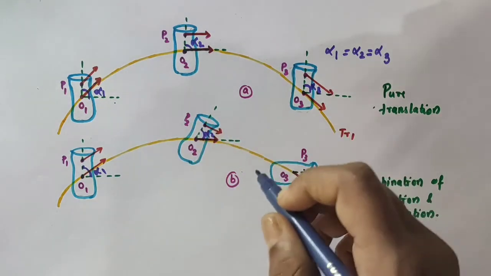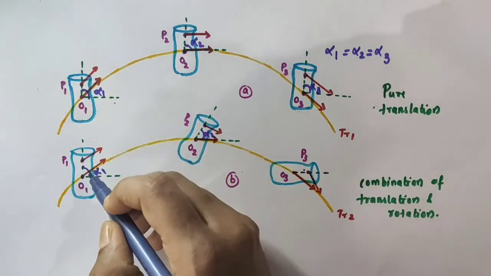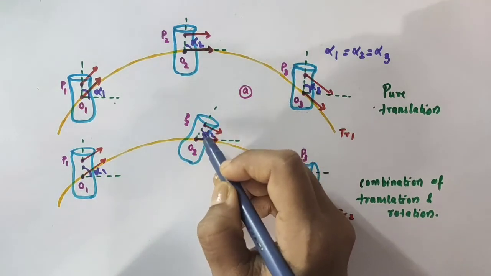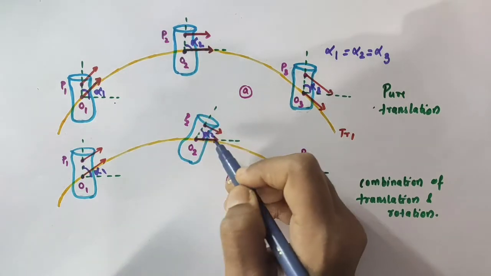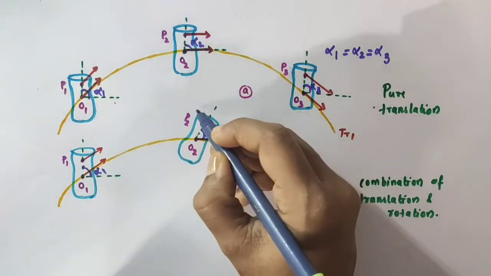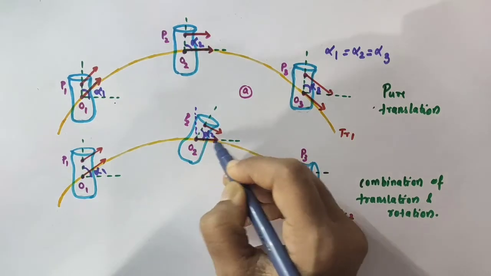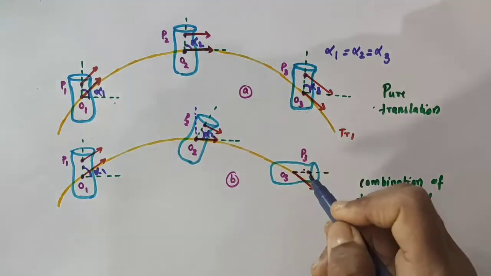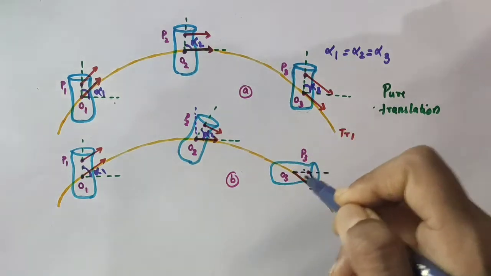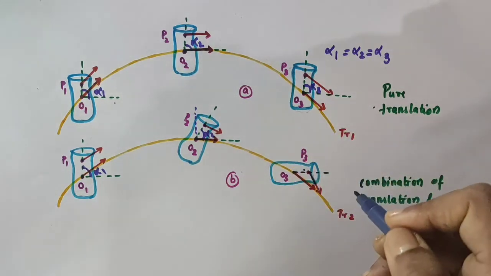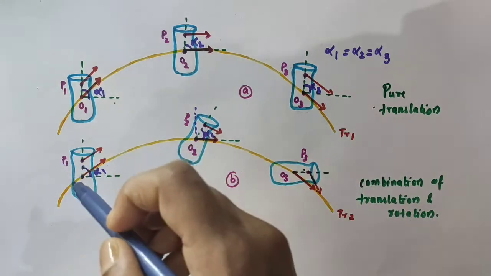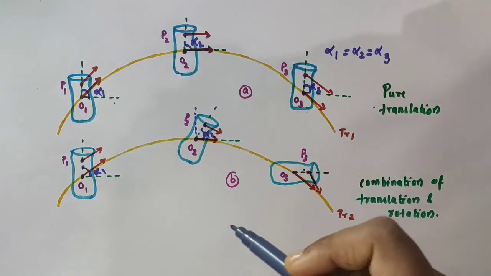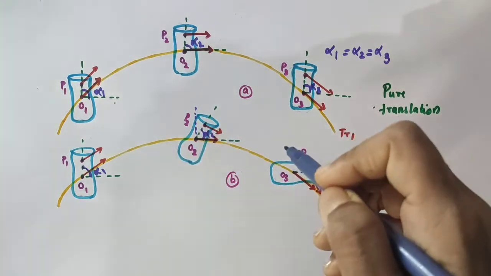So here O1P1 makes an angle alpha 1 with the horizontal, and O2P2 makes an angle alpha 2 with the horizontal, but they are different, because alpha 1 is the angle between this line and the horizontal, but alpha 2 is different from that. Similarly you can consider another instant of time, and you will get the orientations of OP as different at different instants of time, because this body is rolling now.